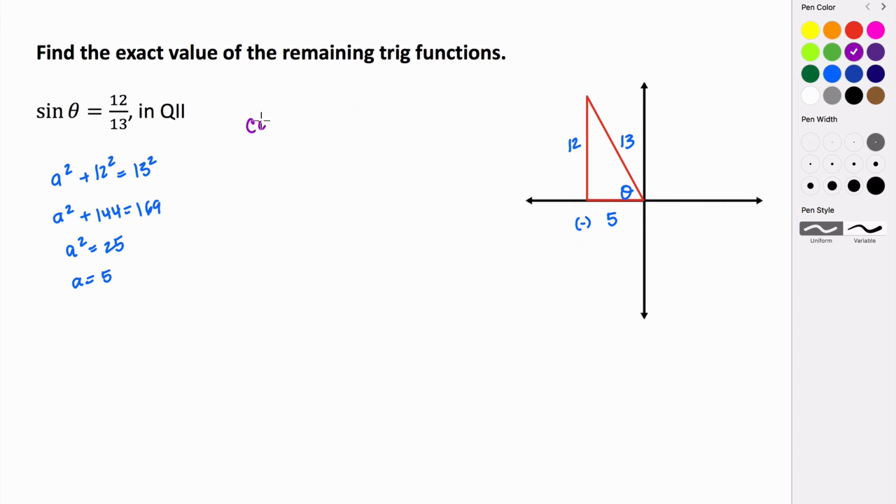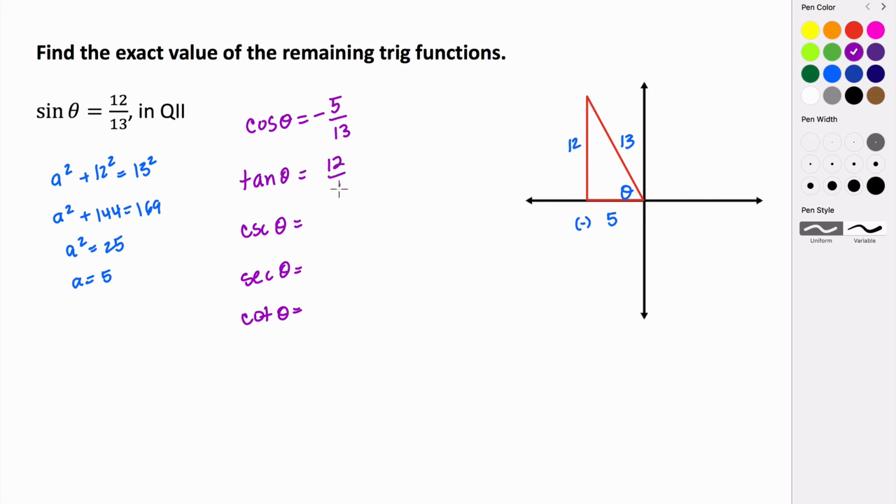So we still need to find the cosine of theta. We need to find the tangent of theta, the cosecant of theta, secant of theta, and the cotangent of theta. So cosine is the adjacent side over the hypotenuse, which is 5/13. And then again, it's in the negative direction, so this is going to make it negative. We also know that in the second quadrant, the cosine is negative. The tangent of theta is the opposite over the adjacent, so it's 12/-5.